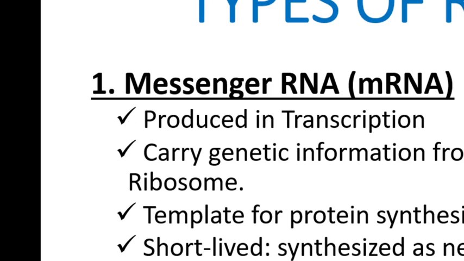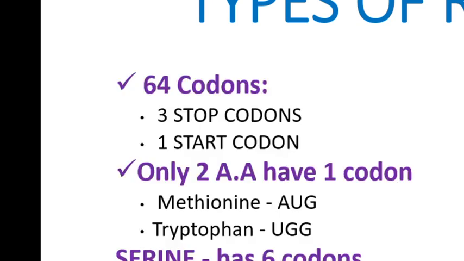We have the messenger. So as I've said, it is synthesized from your DNA replication. And then, it is from your RNA primase. So from the RNA primase, you will produce a matured strand of your mRNA. The mRNA goes out of the nucleus to be translated in your ribosome.